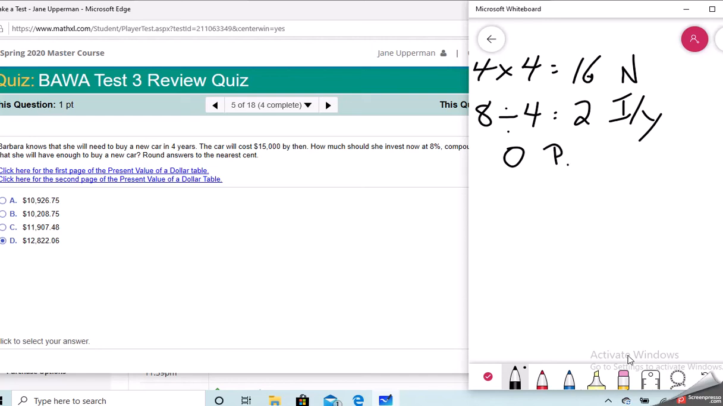There's no payment. The future value is what she needs. She needs to have $15,000. So then we will compute our present value. So 16, push the N button. 2, push the IY button. 0, the PMT. 15,000 is our future value. And then come back and compute the present value.